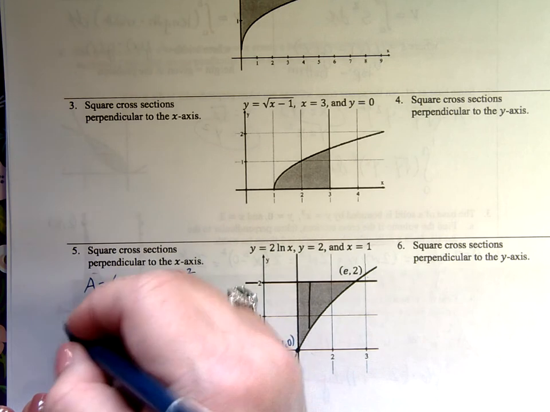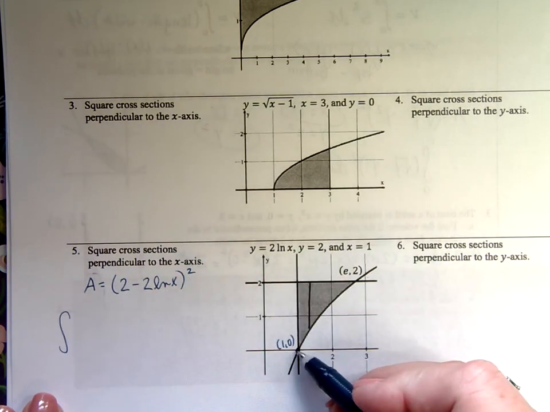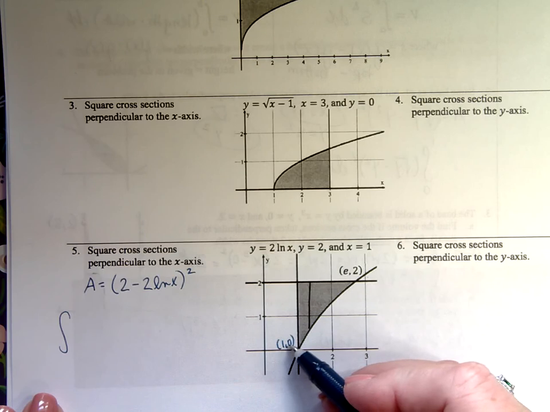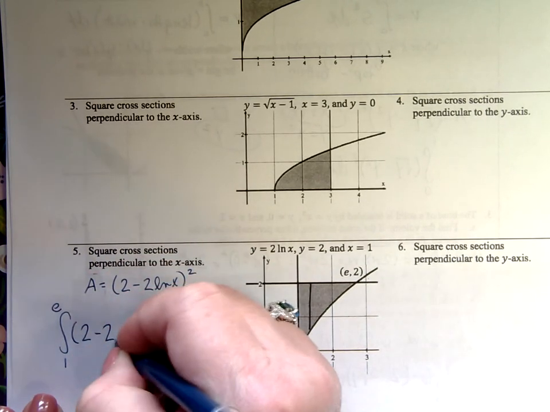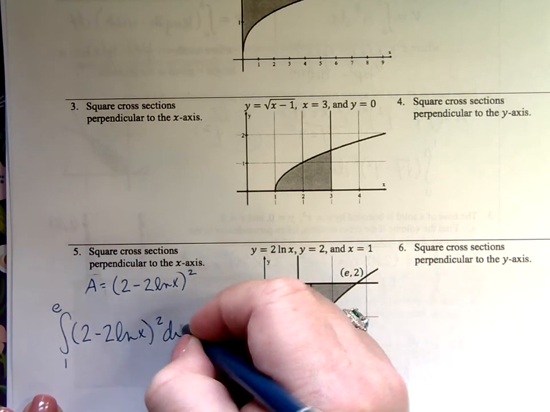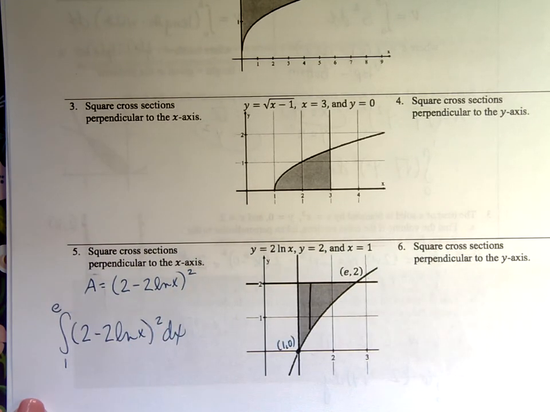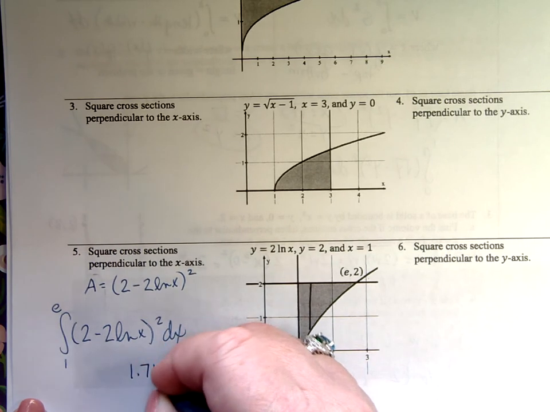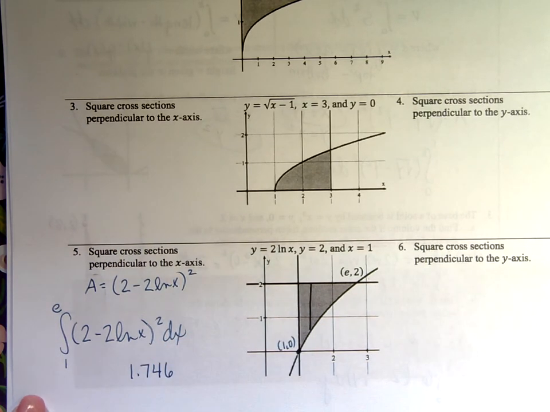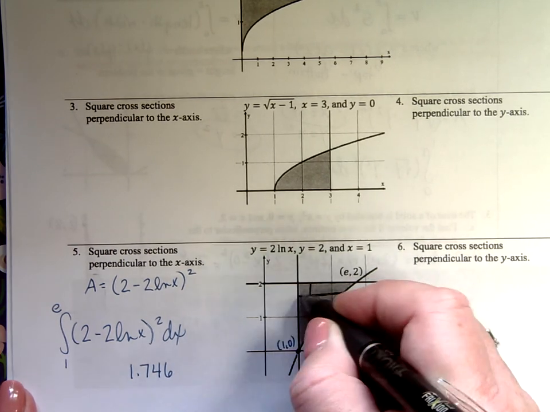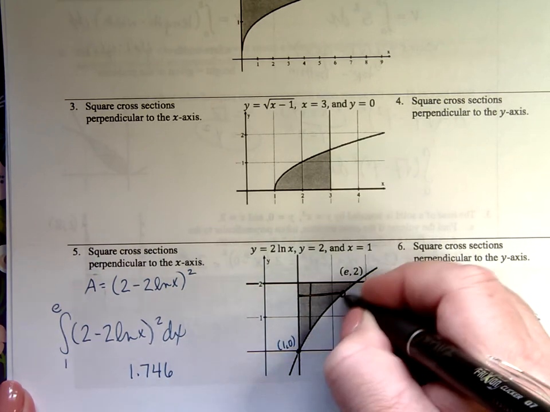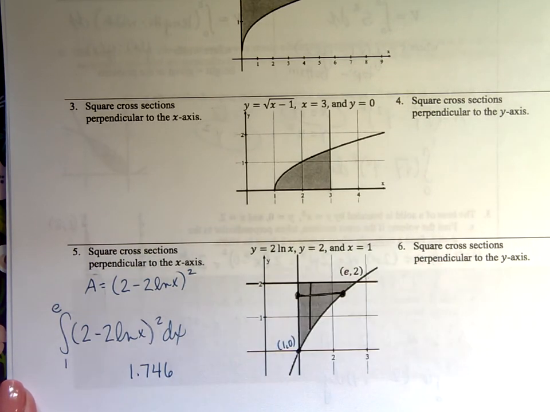Now I can set up the integral. The integral of the x values, because I'm going perpendicular to the x-axis, 1 to e, of 2 minus 2 ln of x, quantity squared. I go to my handy-dandy calculator and I put that in there, and I get an answer of 1.746. But then for number 6, they want me to do cross-sections that are perpendicular to the y-axis. So now my representative rectangle goes the other way. It goes this way. It gets kind of confusing when you're using the same picture. But here's my right point. Here's my left point. I'll put dots there so we see that it's a little different.